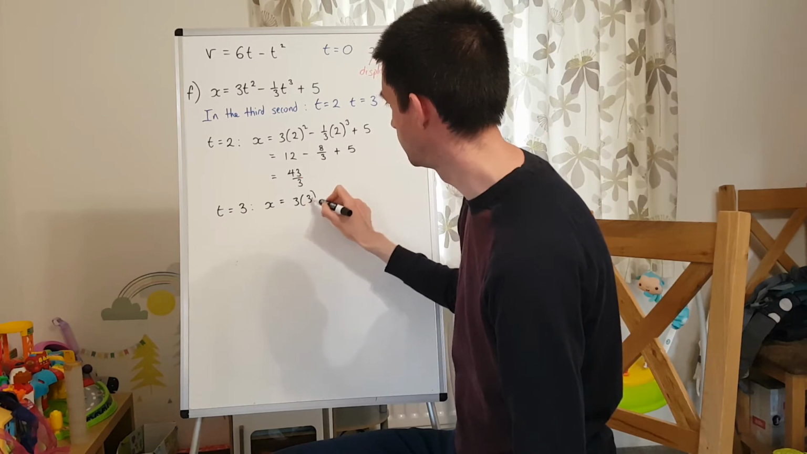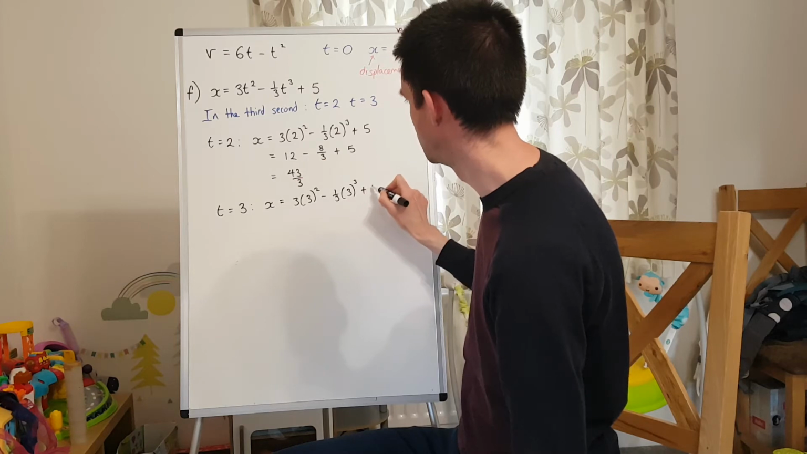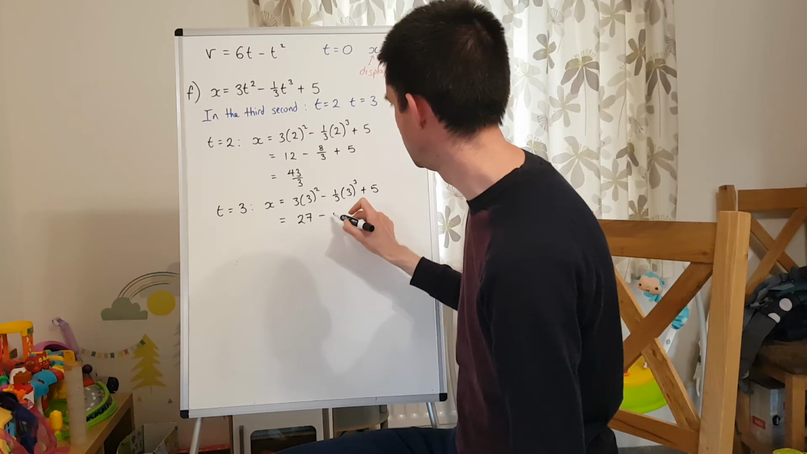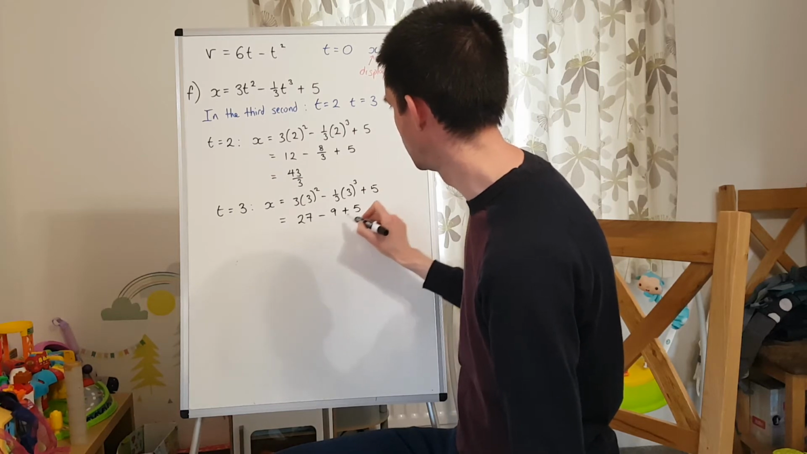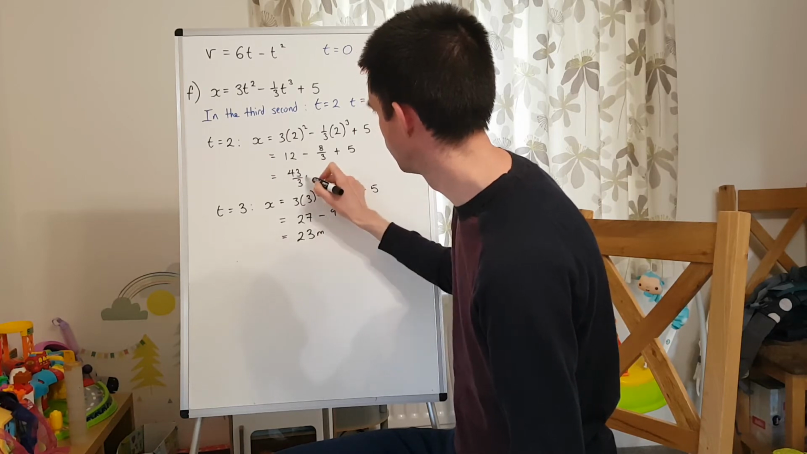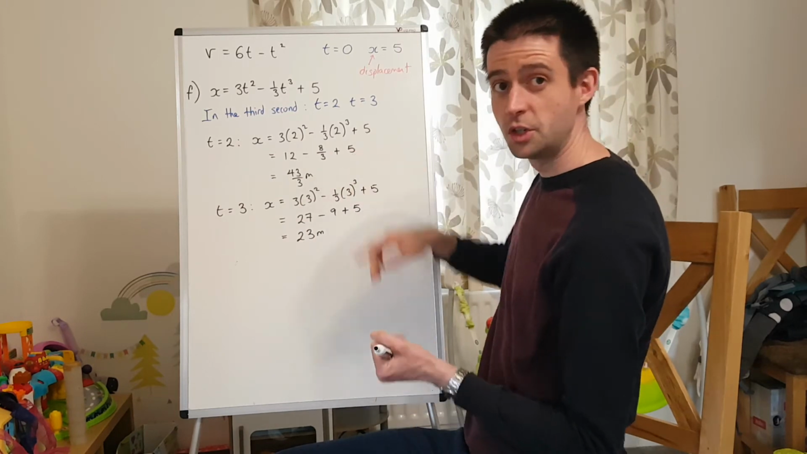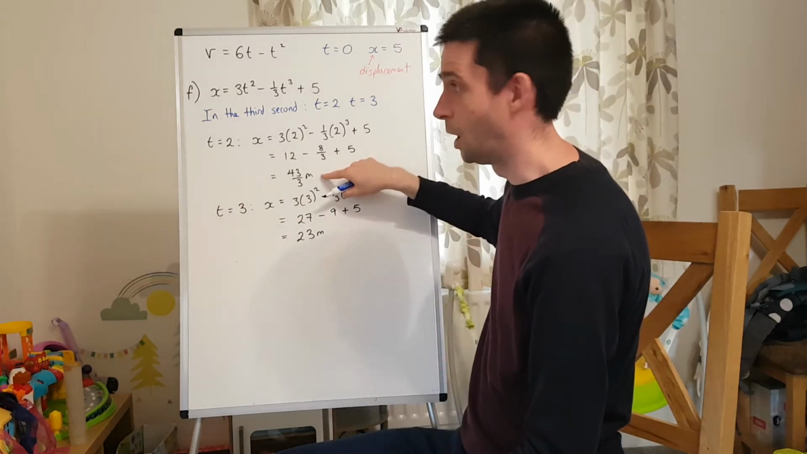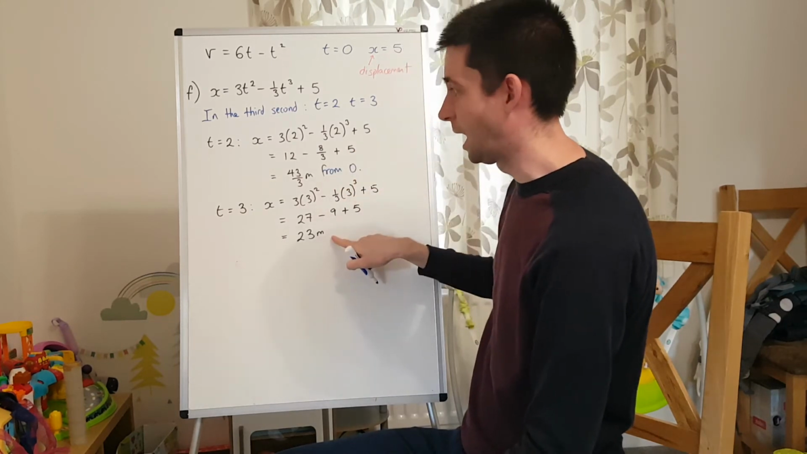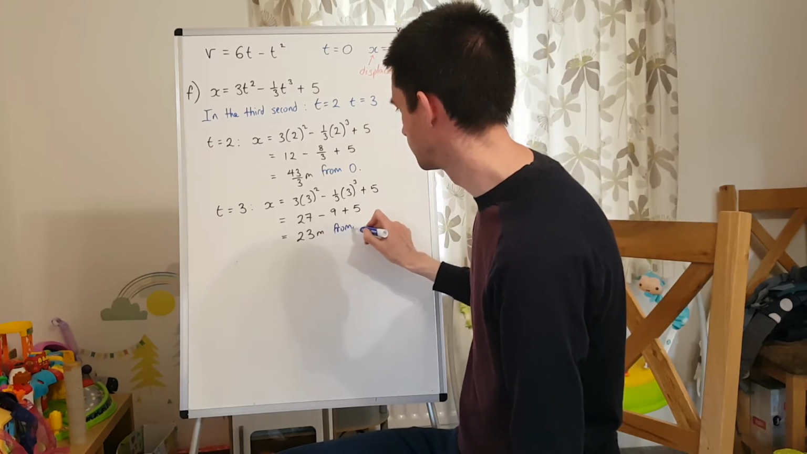And then if we sub in t equals 3 to the same expression for displacement, 3 lots of 3 squared minus a third of 3 cubed plus 5, we get 27 minus 9 plus 5, which is 23. So, what does that mean? What that means is, after 2 seconds, it's 43 over 3 metres from O. And after 3 seconds, it's 23 metres from O.